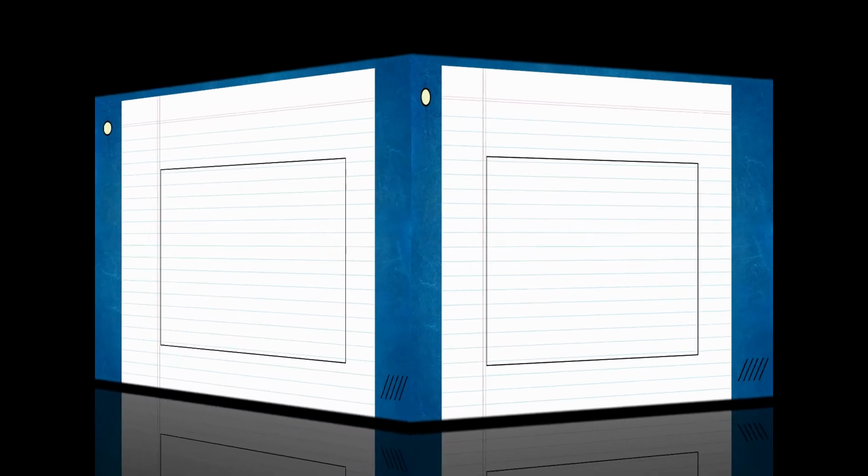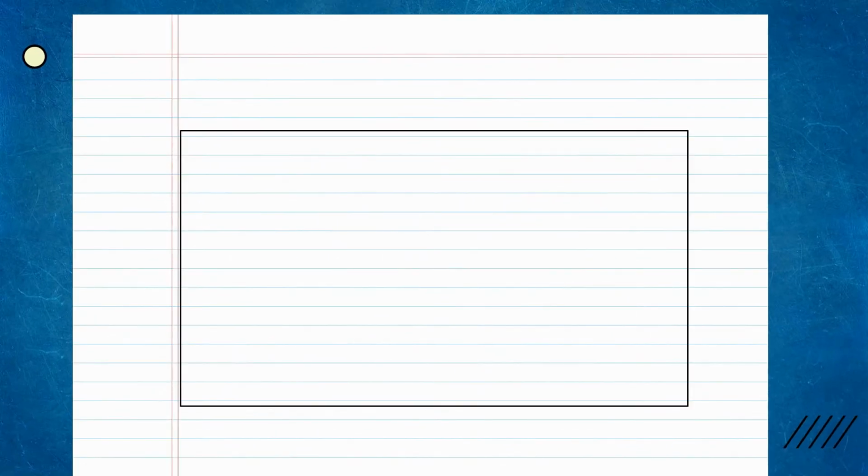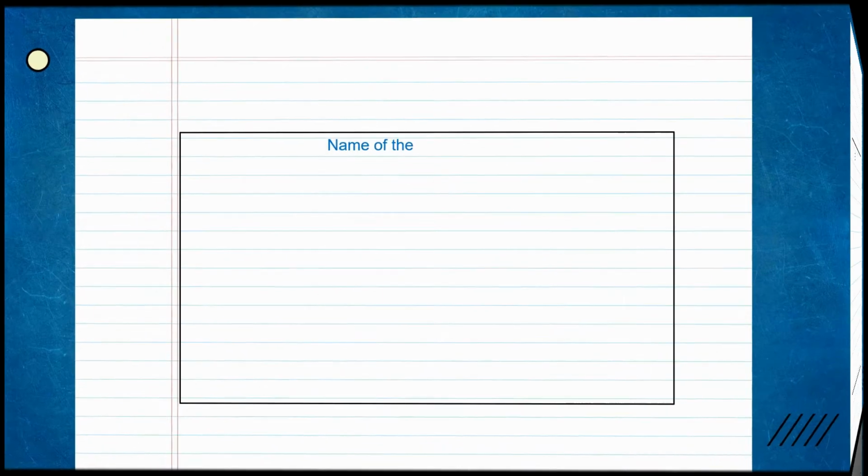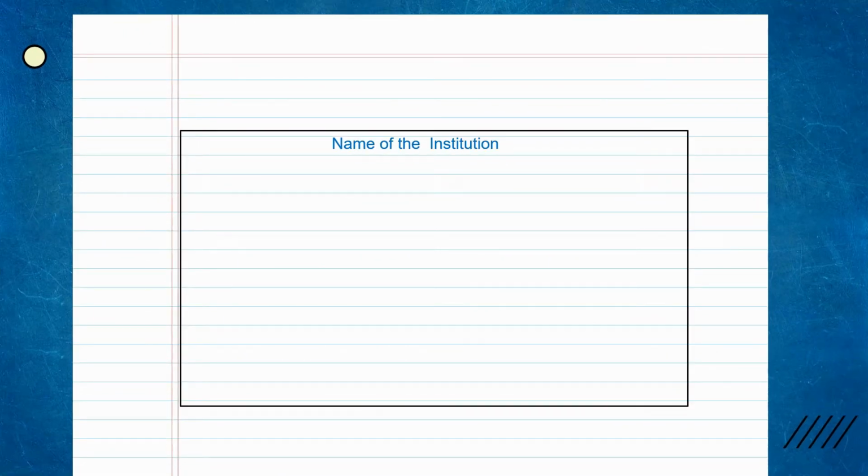A notice should be presented within a box. So let's draw a rectangular box. On the top, you have to write the name of the institution that is sending the notice. It should be centrally aligned. When you write the name, it helps the receiver to know who is issuing the notice.